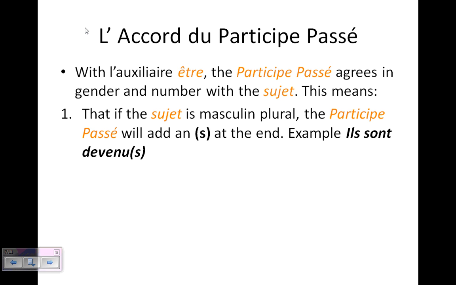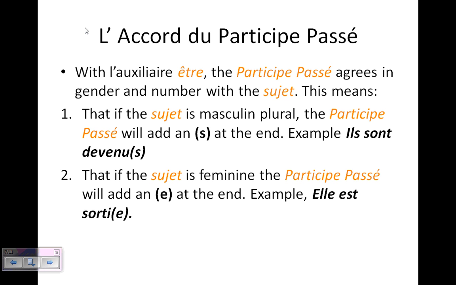If it was singular, for instance, je suis devenu, it wouldn't have an S. Second, if the subject is feminine, the participe passé will add an E in the end. So, look at the example. Elle est sortie, with an E. If it was singular and masculine, it would just be sorti without an E.